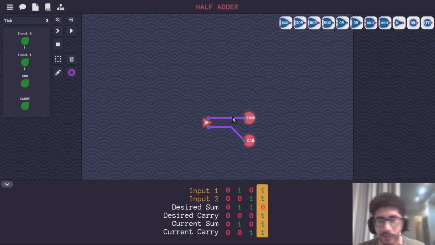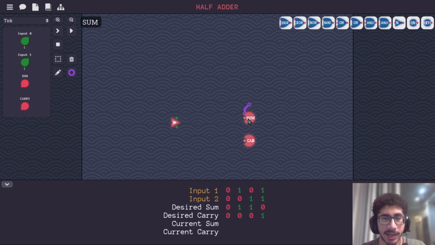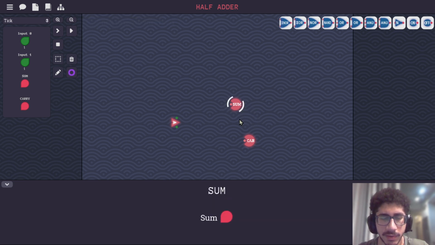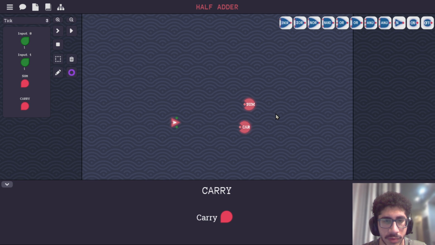I'm quite confused as to what is happening. Oh wow, we're actually making a counter for it. I don't understand what sum is. Oh. We have desired sum and we have desired carry. Okay, that makes a lot of sense.